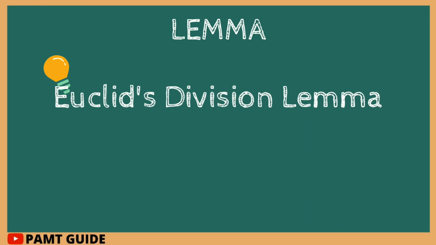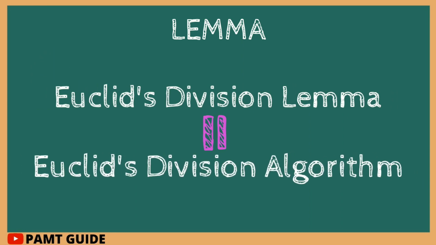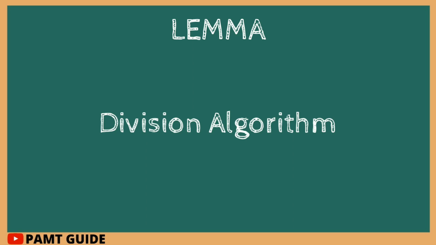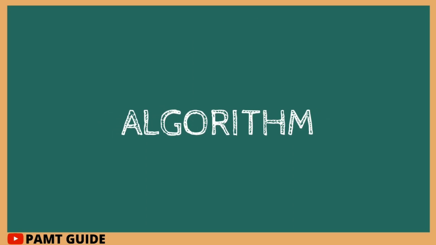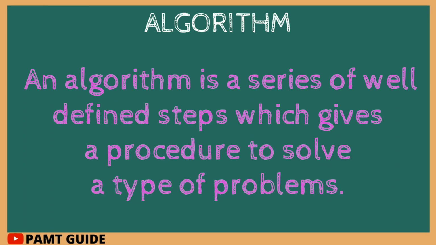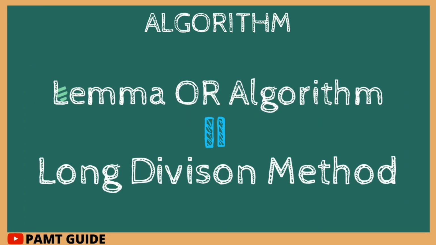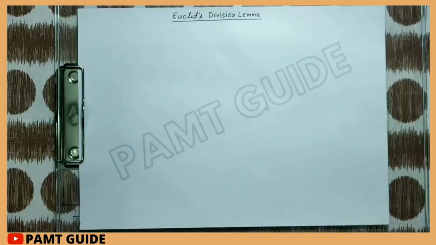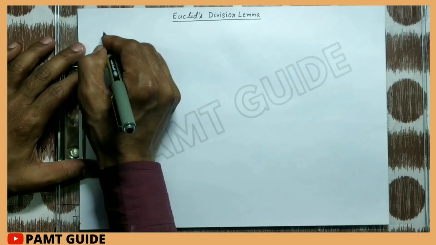Sometimes Euclid's division lemma is also called Euclid's division algorithm. Both are so closely interlinked that people often call it the division algorithm. An algorithm is a series of well-defined steps which gives a procedure to solve a type of problem. So lemma or algorithm is nothing but a restatement of the long division process which we have been doing for the last many years. Second is division.